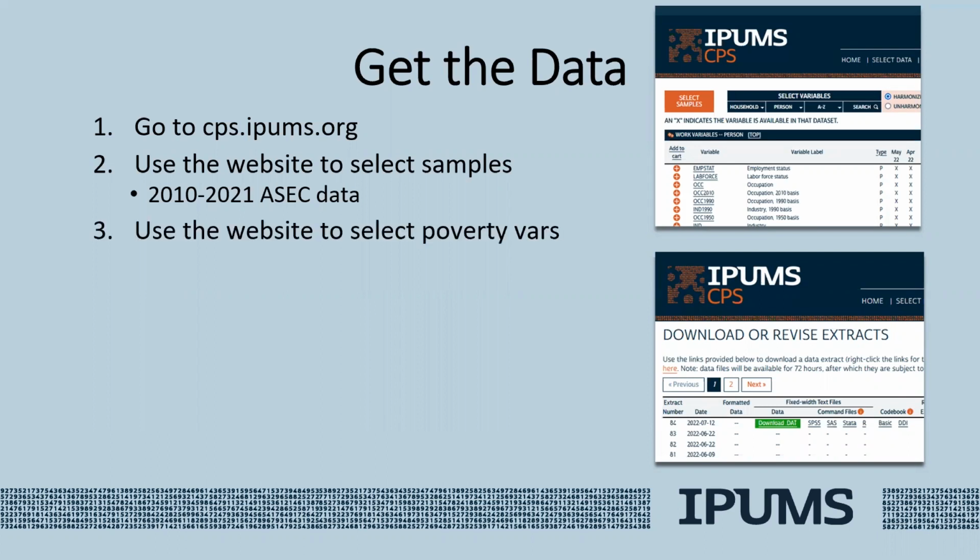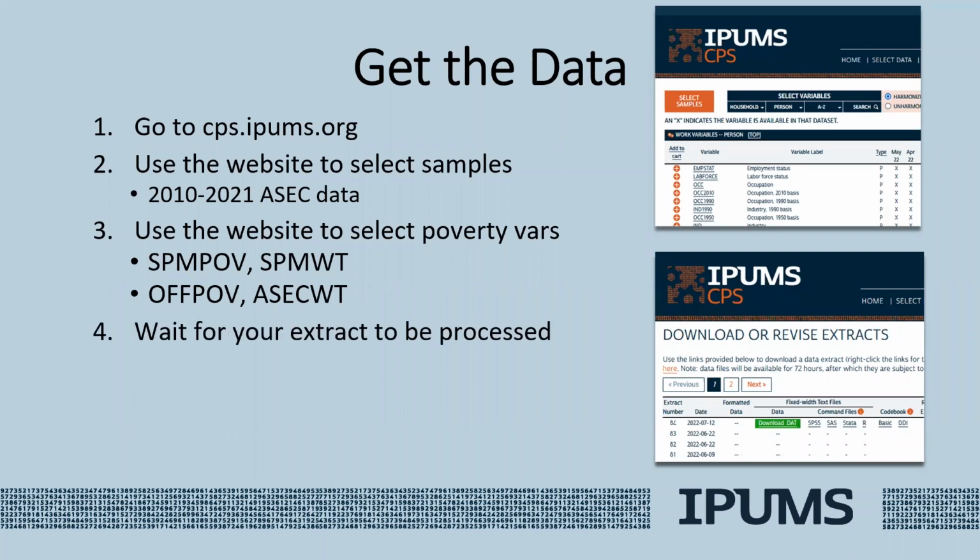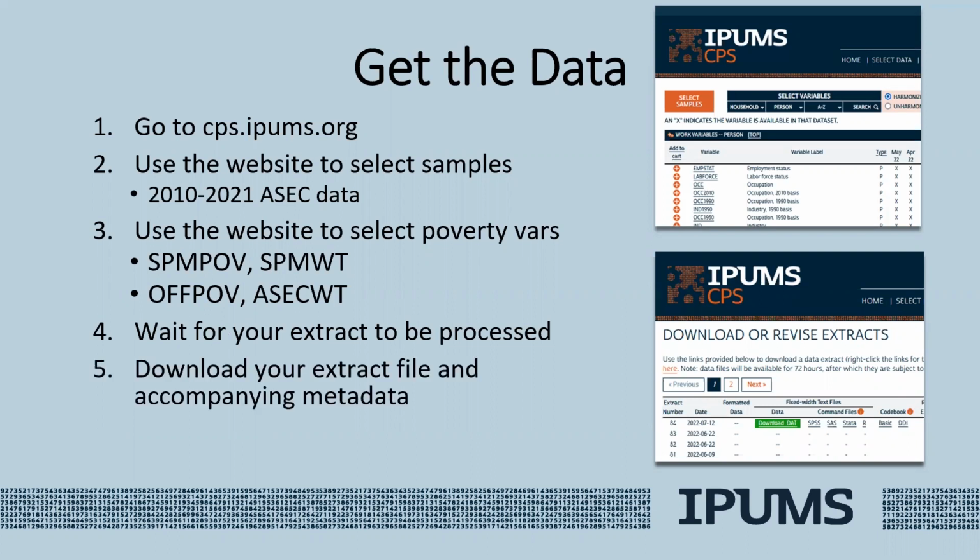Then we'll use the website to select our variables of interest, which for our example are going to be the SPM poverty indicator and its weight, and the official poverty measure indicator and its weight. Then we're going to submit that extract and wait for it to be processed. And then we're going to go to our download and revise extracts page and download our extract file and any accompanying syntax files or metadata, and then decompress the data. So 6 steps just to grab our data.